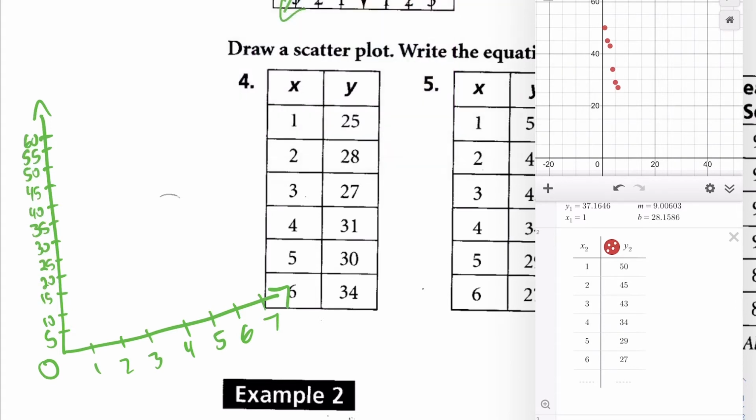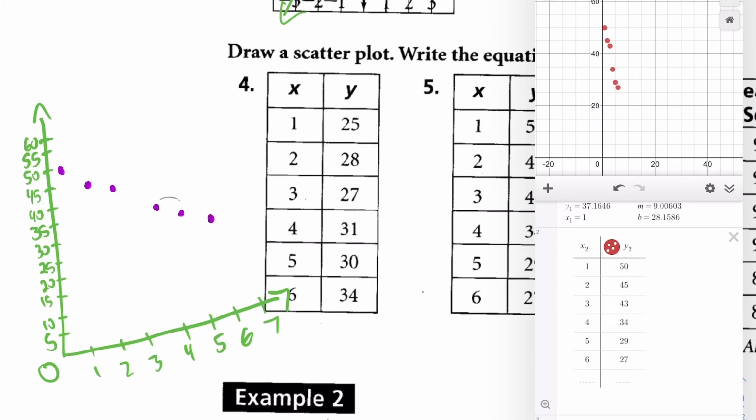And now let's put our dots. 1 goes with 50. 2 with 45. 3 with 43. Cross-eyed, trying to look at this graph and make sure that I'm putting these things straight.